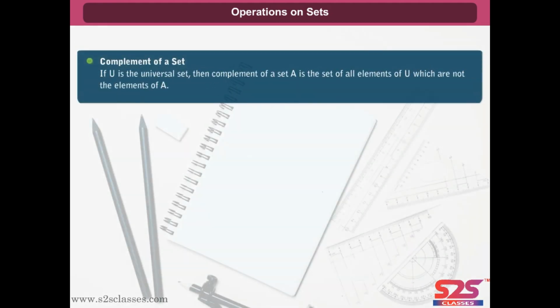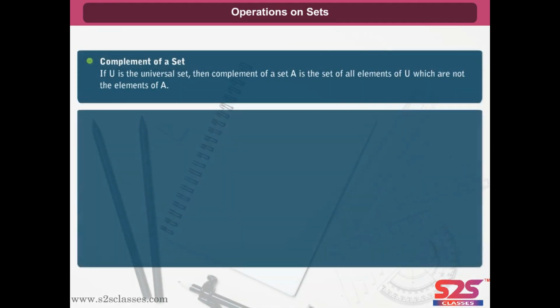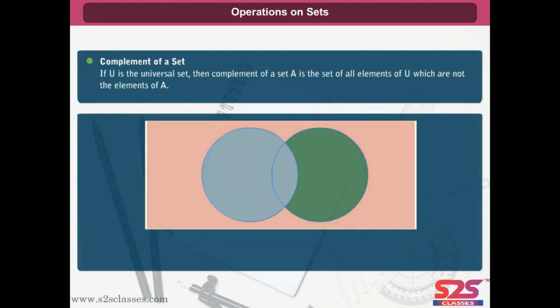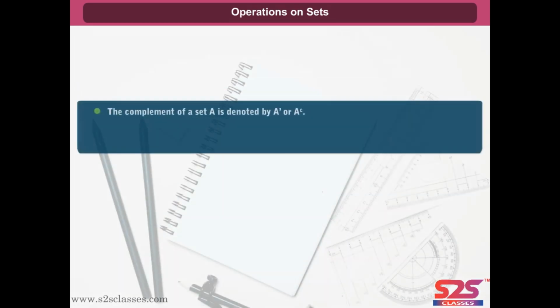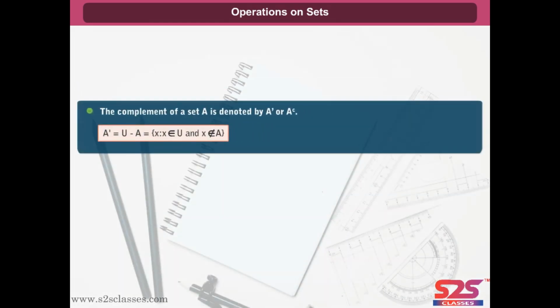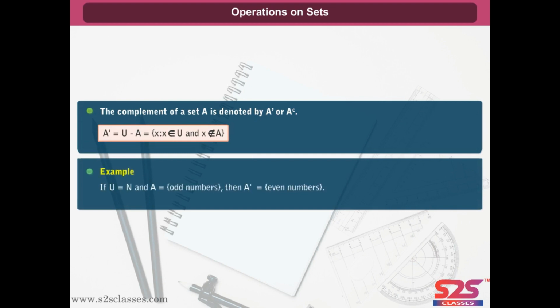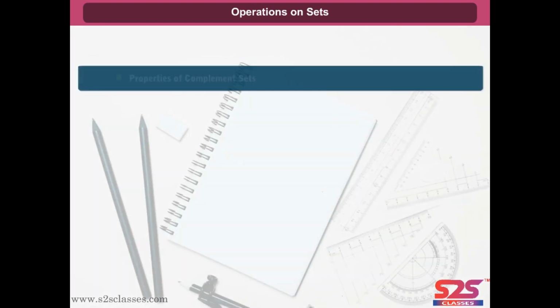Complement of a set. If U is the universal set, then the complement of a set A is the set of all elements of U which are not the elements of A. The complement of a set A is denoted by A dash or A^C. In this example, if the universal set is of natural numbers and another set A is of odd numbers, then A complement is a set of even numbers. There are certain properties of complement sets.